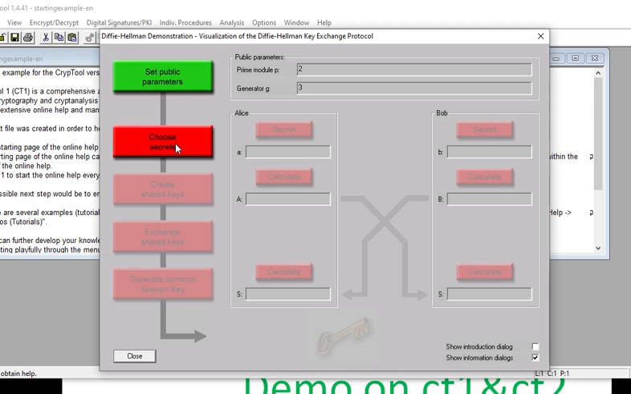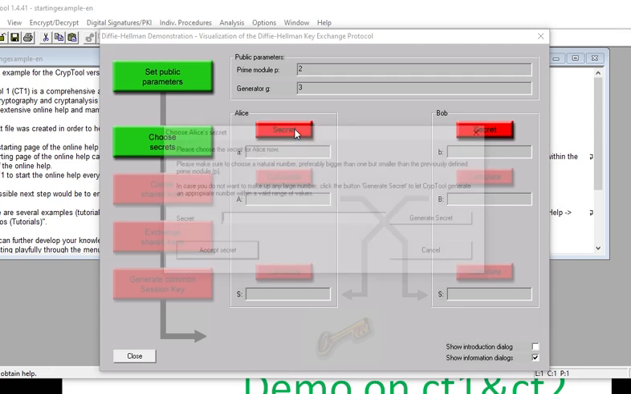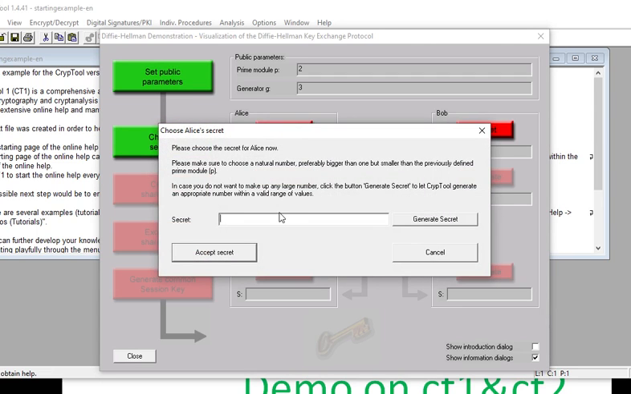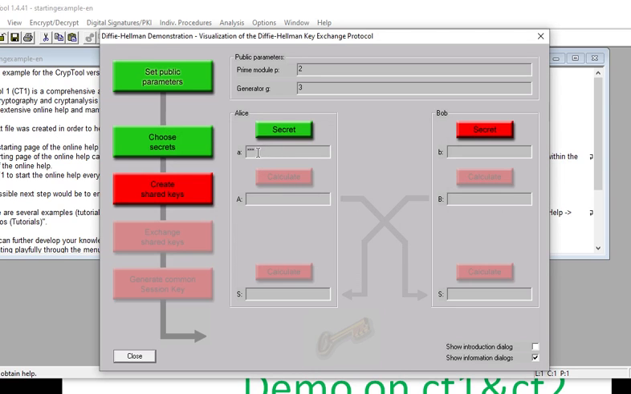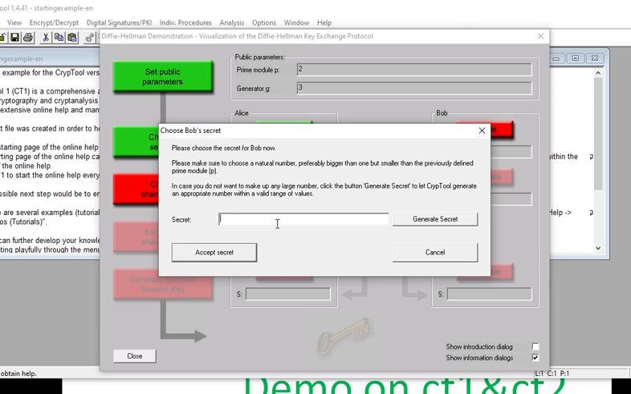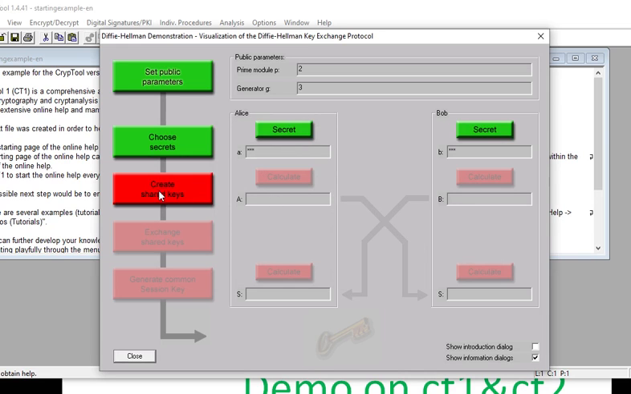Then choose the secrets for Alice and Bob. Now Alice's secret, I am going to give 1 2 3. Accept the secret. Now Alice has generated the secret. Now Bob's secret, same, 1 2 3, I am giving. Now calculate and create the shared keys.